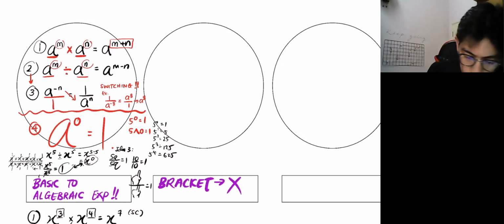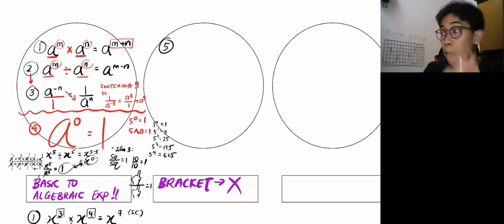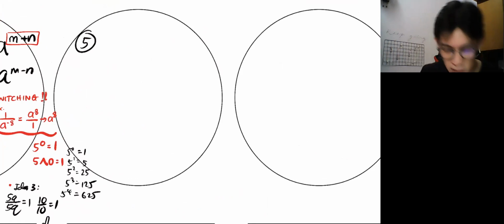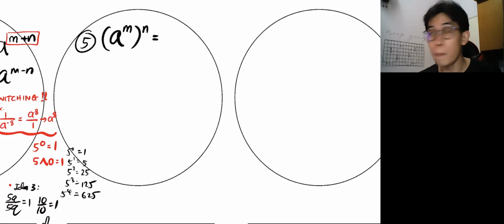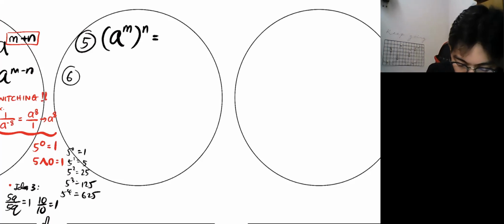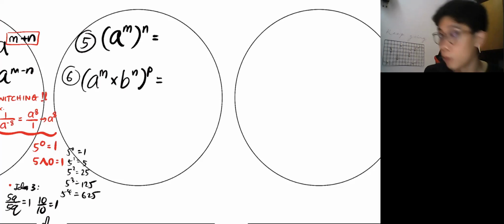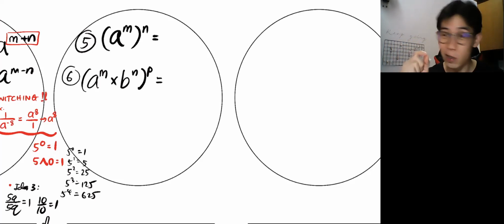Now the first rule for today will be number 5. Let me write everything first, then I do examples. When I first write all the rules, you will scratch your head, like, what are these things? Don't worry. The first one: a power m, bracket, power n. Next, number 6: bracket a power m times b power n, bracket, power p. Weird, right? I didn't even understand when my teacher wrote it on the board.